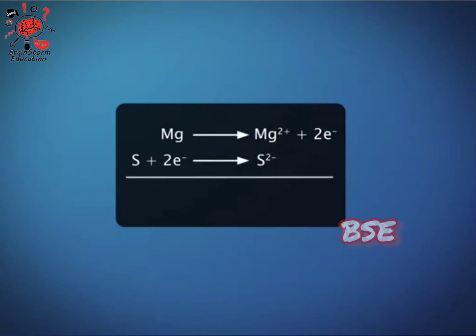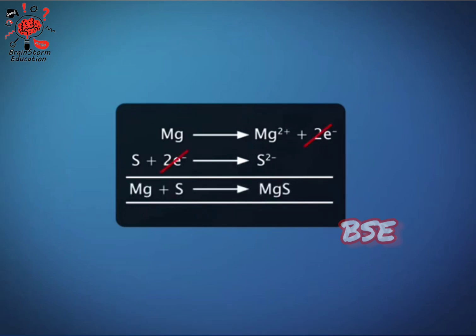These two reactions will not take place separately. Let us combine these two half reactions. 2 electrons on each side are cancelled to get a redox reaction.